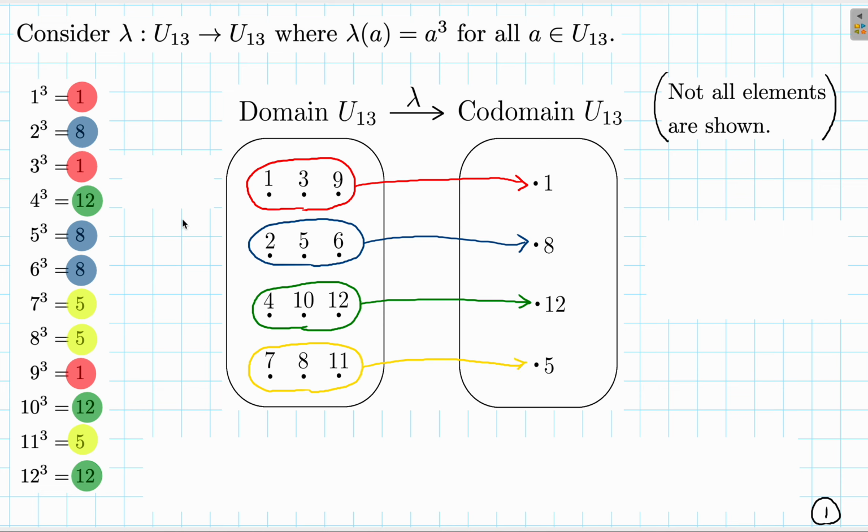So a couple of remarks here. These 3 input elements all map to the identity element of the codomain. So those 3 form the kernel of lambda, and that's a subgroup of the domain U13. And then in the codomain, we have those 4 elements that are hit by the function, and together they form the image of lambda. So the image contains 1, 8, 12, and 5, and that's a subgroup of the codomain U13.